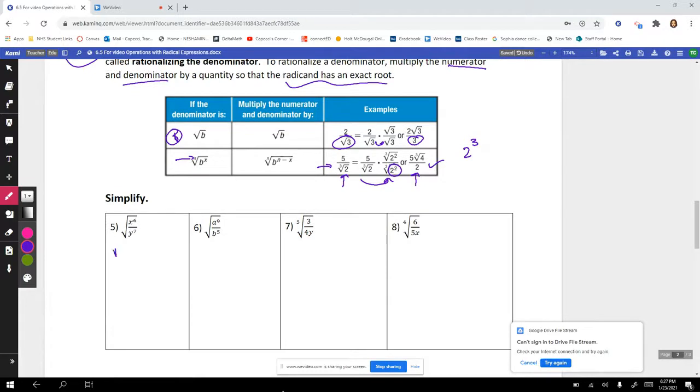Okay, next one we have the square root of x to the 6 over the square root of y to the 7th. Now, remember my index that's not there is 2, so it means I need an even power. So I have y to the 7th on the bottom. I need one more square root of y to the 7th to give me an even power. So this right here becomes a square root of y to the 8th, which is what I want. As long as it's even, I'm all set. So my numerator becomes the square root of x to the 6th times y over the square root of y to the 8th. So that simplifies to x to the 3rd square root of y all over y to the 4th.